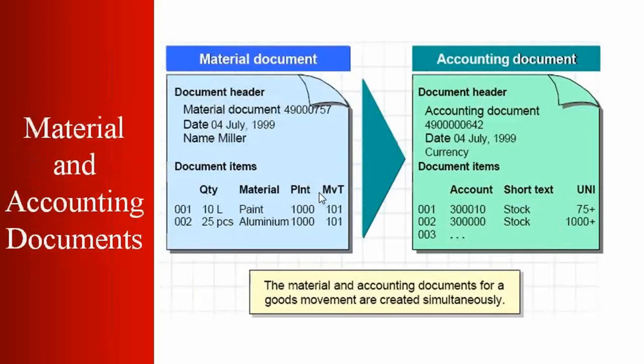Okay, so we just covered this one. A material document and an accounting document will be created all the time, but the exception is when you do a transfer between the stock types like unrestricted, blocked, and quality inspection. It will not be creating any FI document. Otherwise, it will be creating the accounting documents.